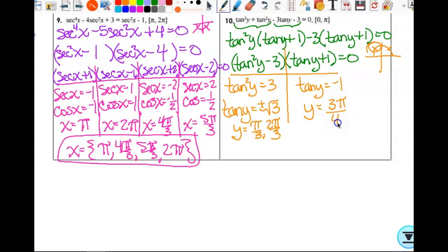Good. So then I have y equals pi thirds. Which one comes next? 2 pi thirds. Good. You should be able to picture it on the unit circle, right? You don't really have to think about fraction values. 3 pi fourths.